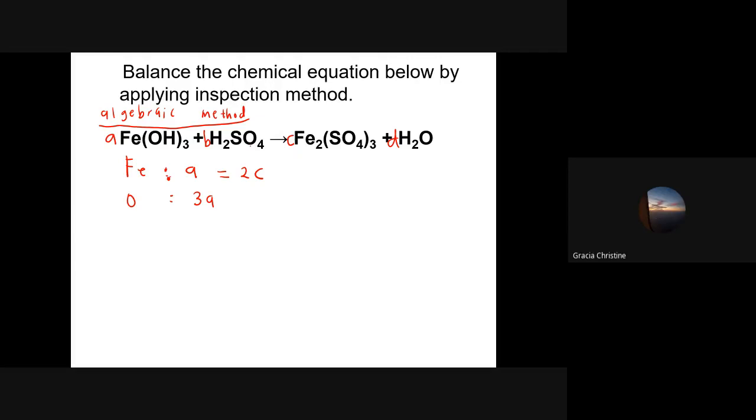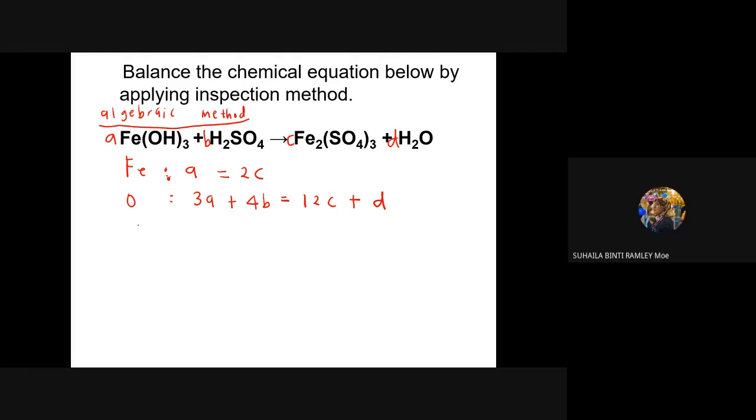This one ada how many oxygen? 3. So 3A. So B, ada berapa oxygen? 4. So plus, pada same side dia akan jadi plus. Plus 4B equal, how many oxygen here? 12. Okay, 12C plus this one? 1. D. 1 times D.